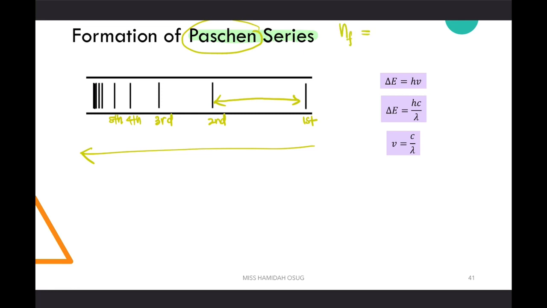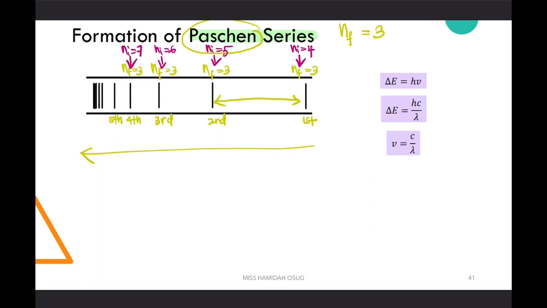Next, oleh sebab ini adalah Paschen series, maka n final adalah sama dengan 3. So bagi setiap line ini, n final dia adalah sama dengan 3. So the first line will be dropped from n equals to 4, the second line will drop from n equals to 5, the third line will drop from n equals to 6, and the fourth line will drop from n equals to 7.